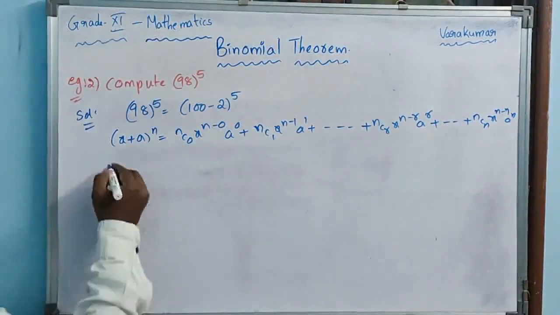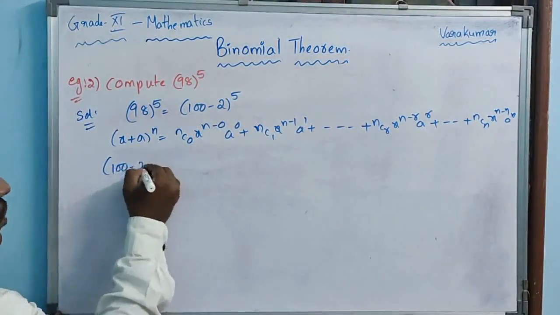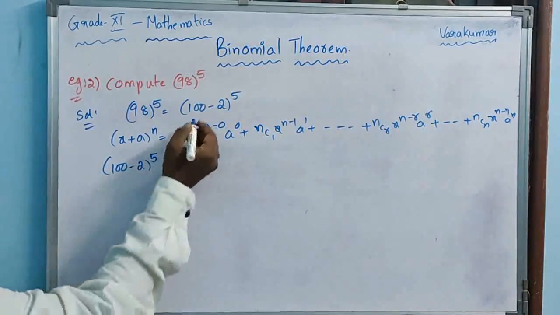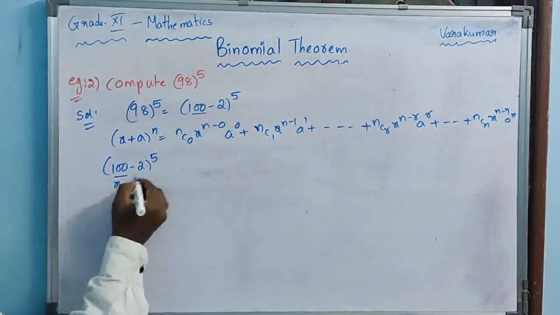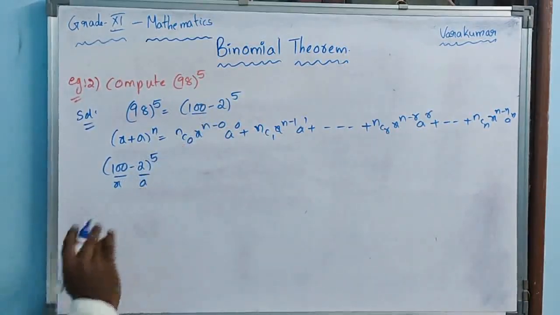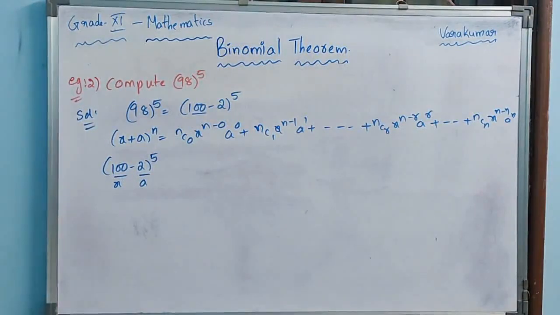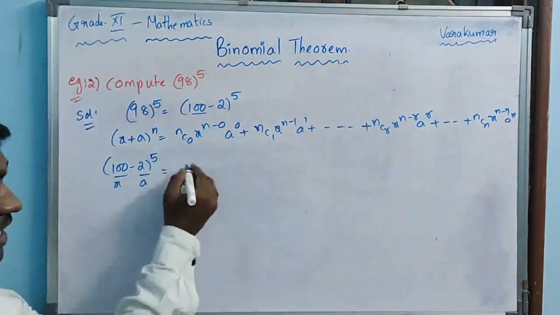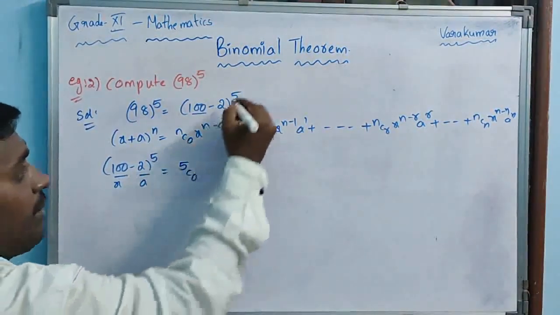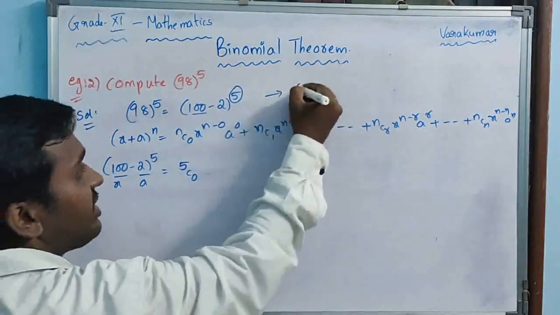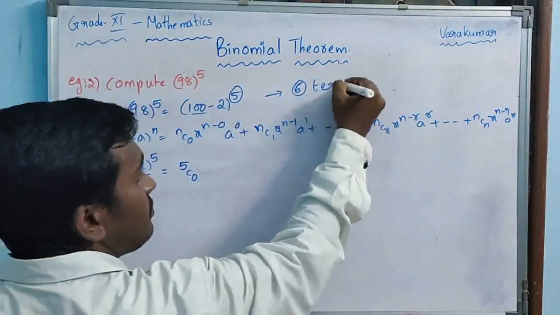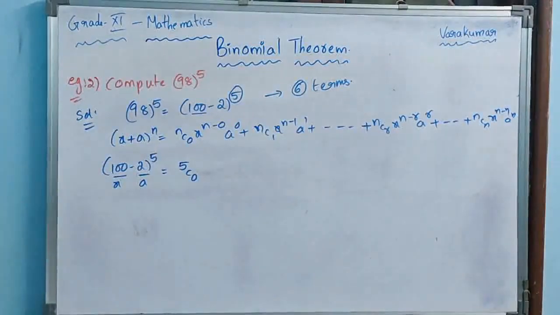Now 98 power 5, so then what you have to write? The same thing, 100 minus 2 whole power 5. Now 100 stands for x, and a stands for minus 2. It is not plus 2, it is minus 2. So now the same thing, expansion. So 5c0. Remember, it has power 5, so when you expand it, 6 terms will be there, in decreasing and increasing order and homogeneous form.